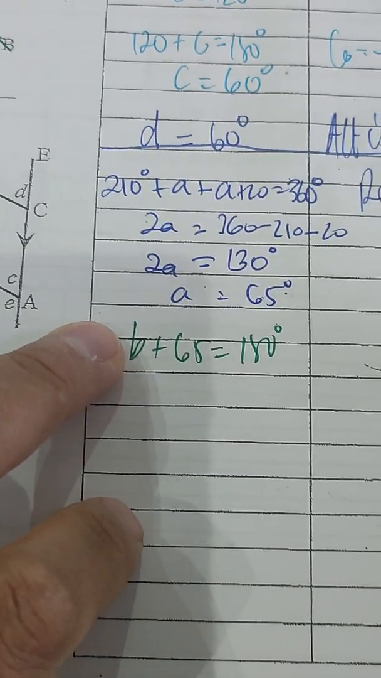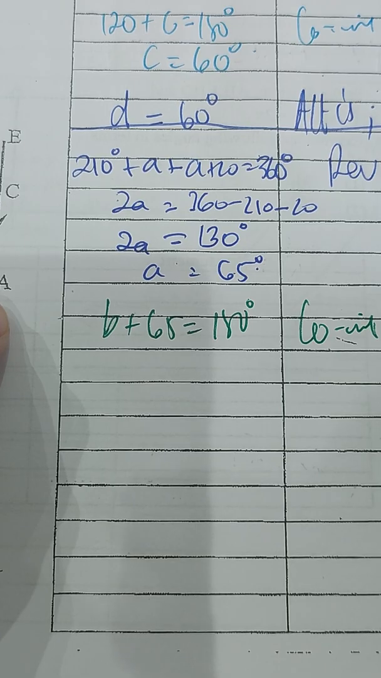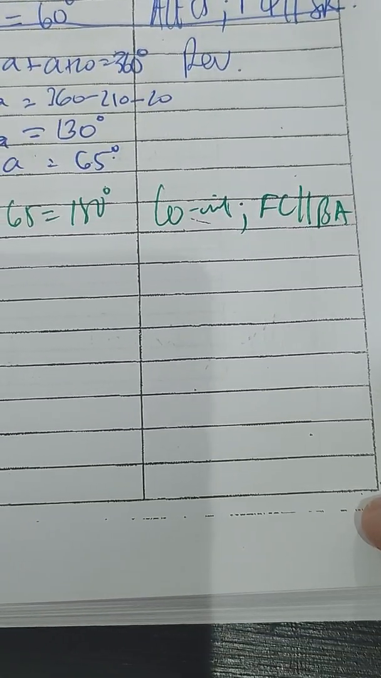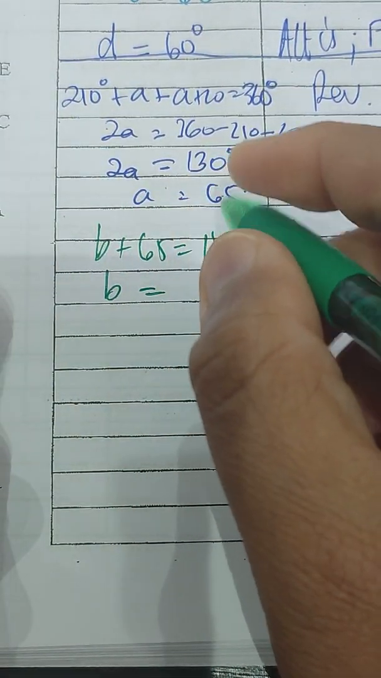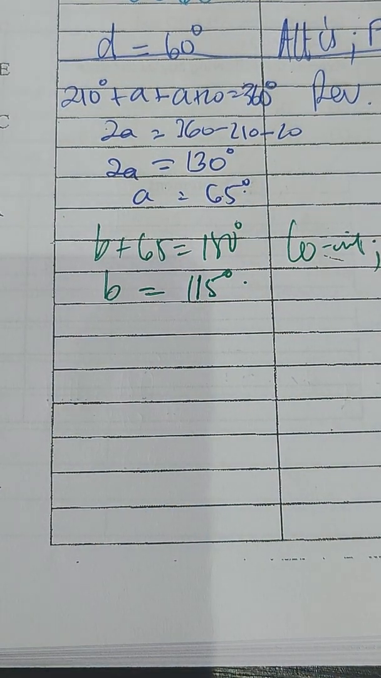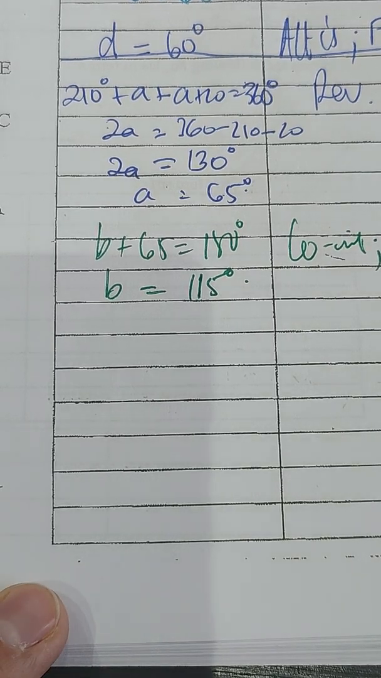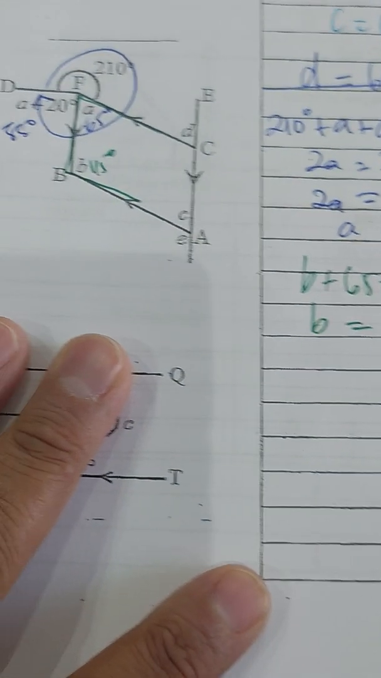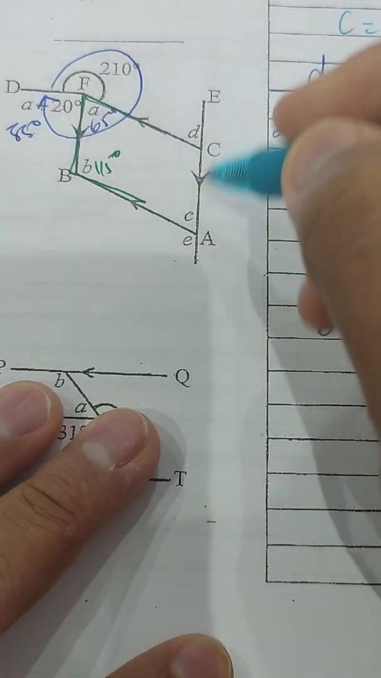Co-interior angles with C being parallel to AB. So that's going to give you 115. Okay, 115 is correct. So just put that again on the diagram. 115. That's B.